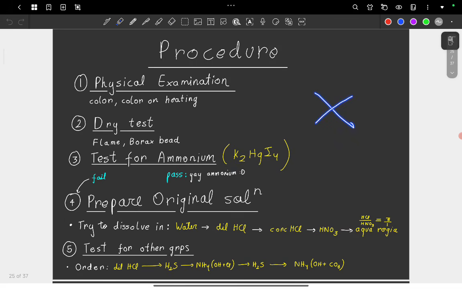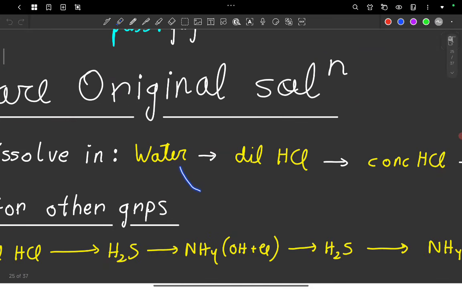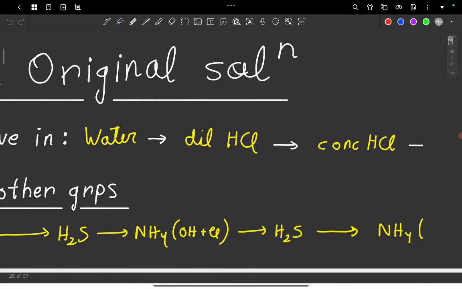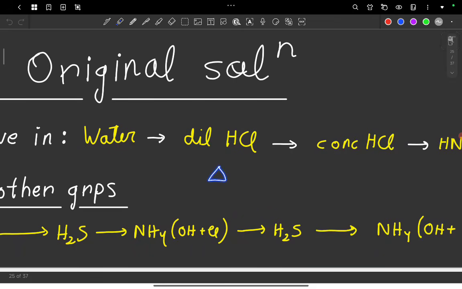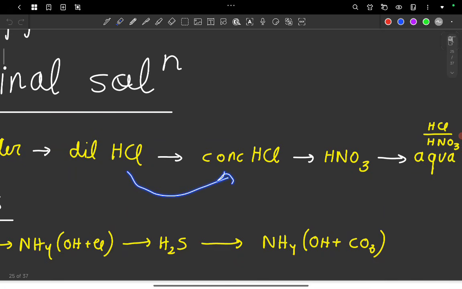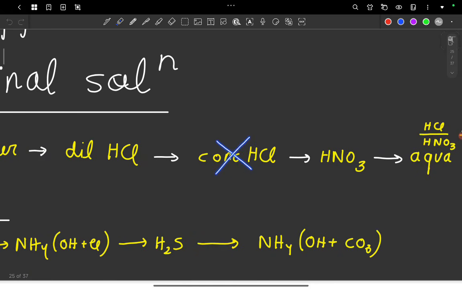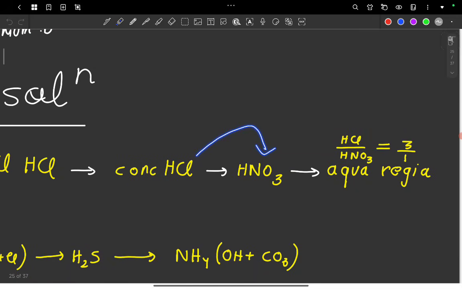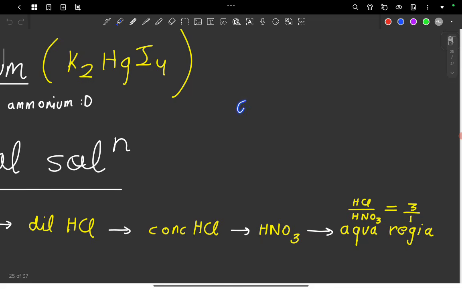But if it is not soluble in water, you then have to try mixing it in dilute HCl. If it does not dissolve in dilute HCl, you have to try and heat the solution. And if it does not dissolve in dilute HCl at all, you are going to try with concentrated HCl. And if concentrated HCl does not work, you will try with nitric acid. And finally, if nitric acid does not work, you are going to use aqua regia. Now remember, in class 10th we studied what aqua regia is.